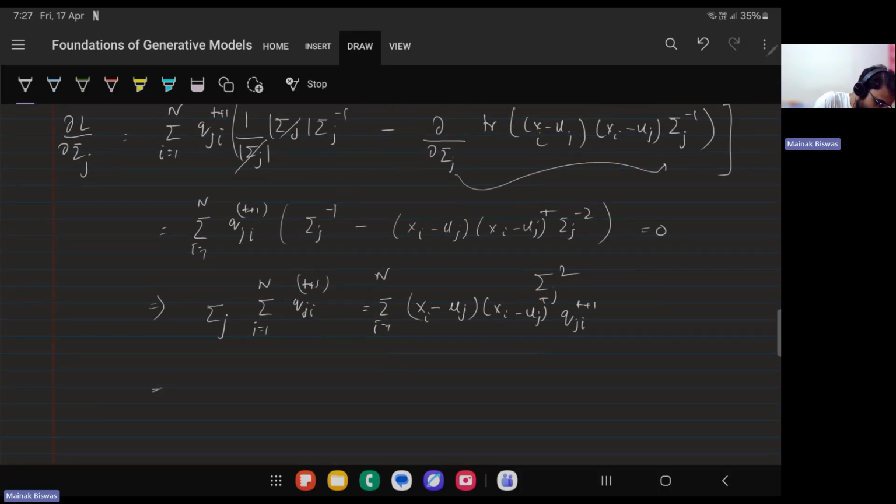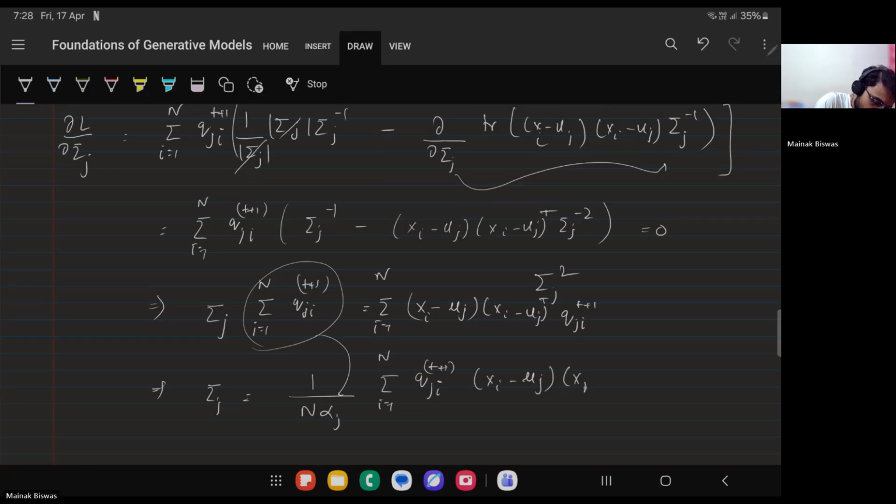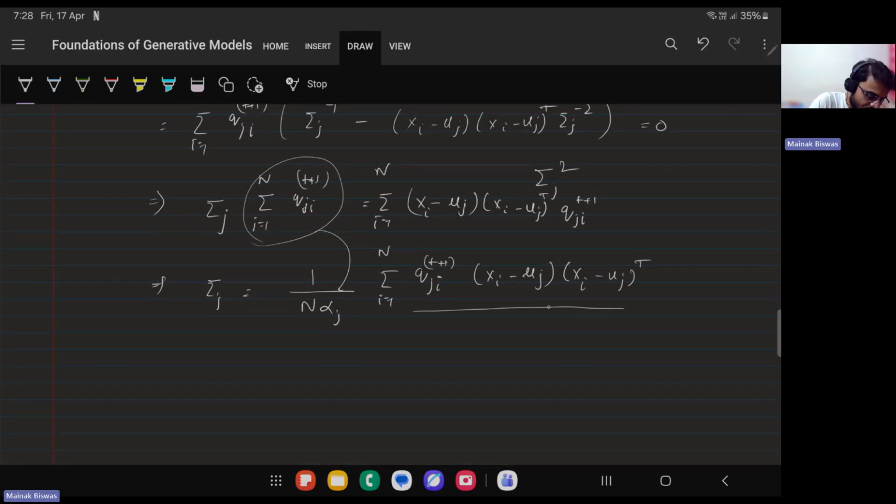So you can just do the algebra and you'll get Sigma_j equal to 1 by n alpha_j, the sum over i equal to 1 to n of q_ji^(t+1) (x_i minus mu_j)(x_i minus mu_j) transpose. This, if you know, is the weighted covariance matrix.